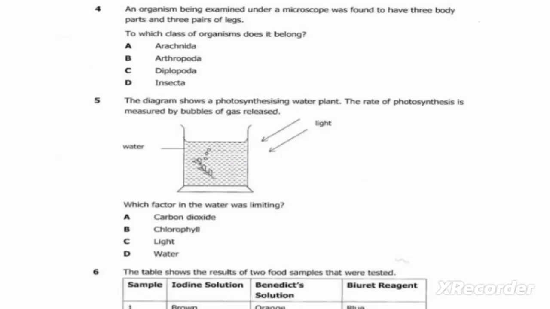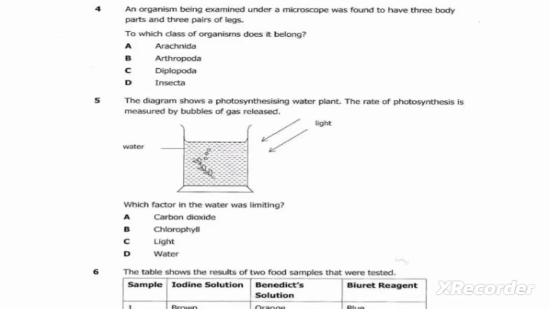Question 5. The question reads, the diagram shows a photosynthesizing water plant. The rate of photosynthesis is measured by bubbles of gas released. We can see the direction of light, and we can see water. The question continues. Which factor in the water was limiting? A. Carbon dioxide, B. Chlorophyll, C. Light, D. Water. The factor that was limiting here is light.